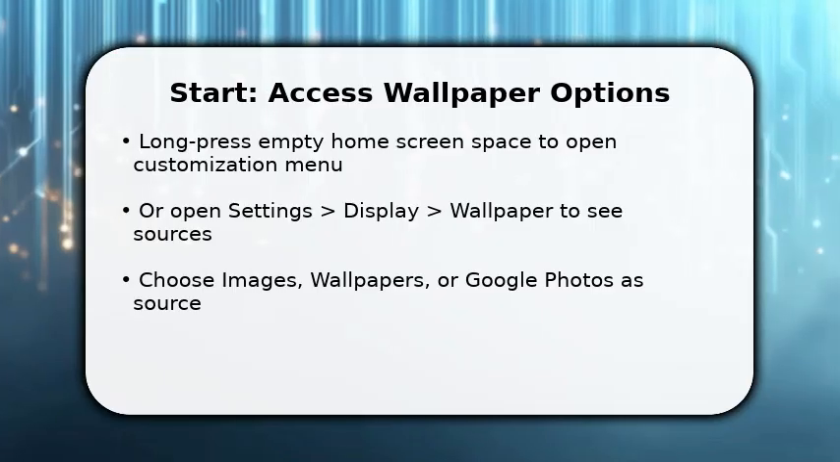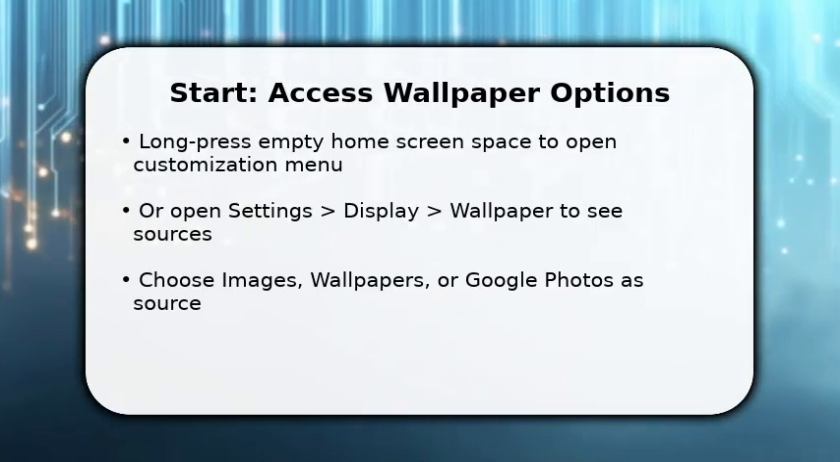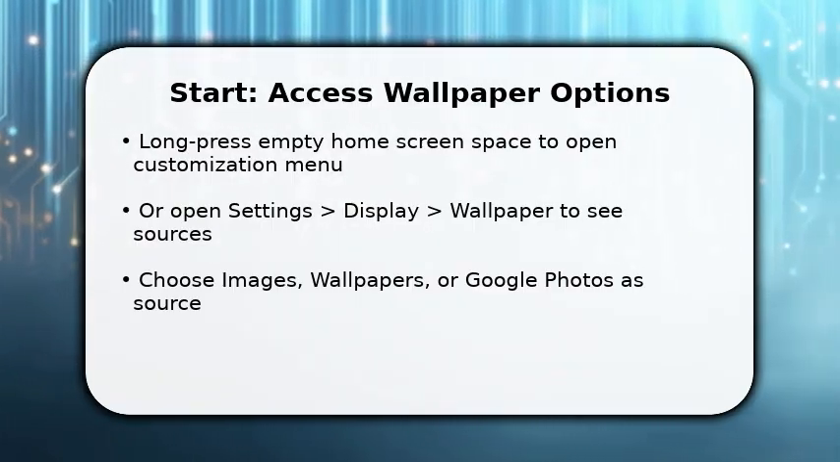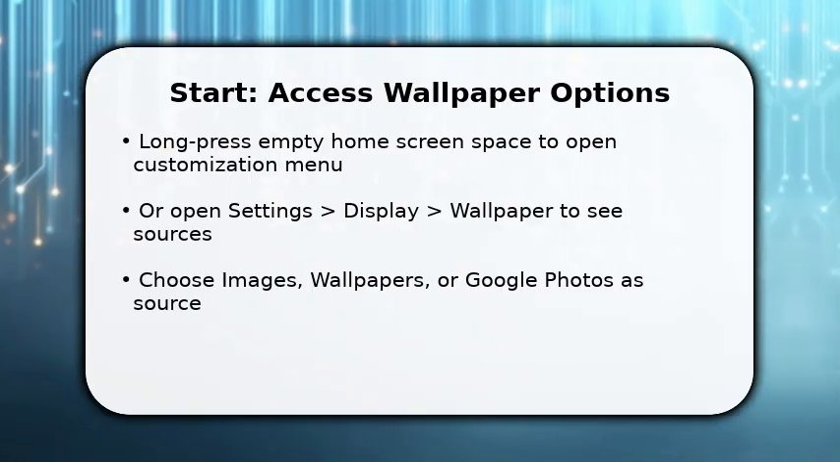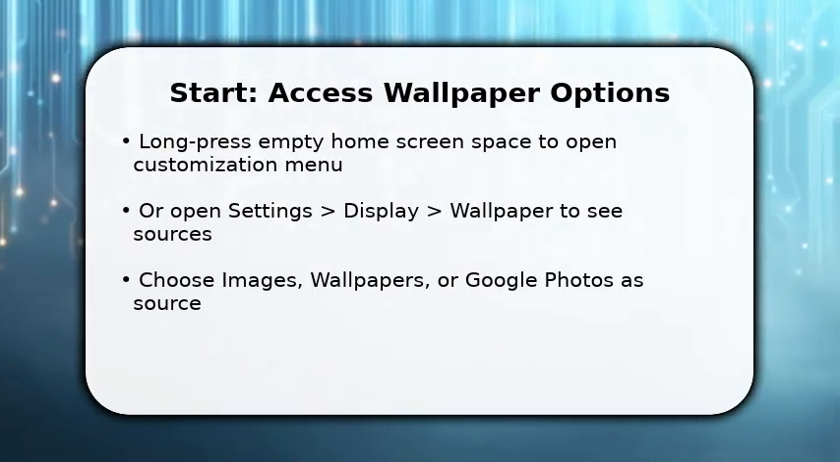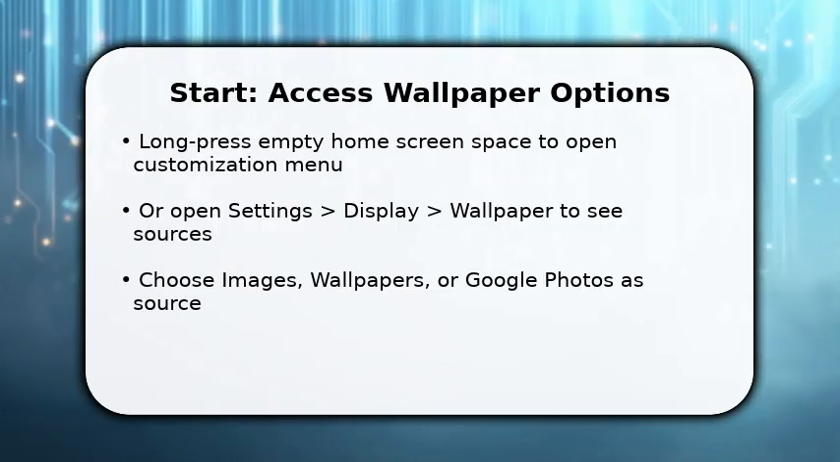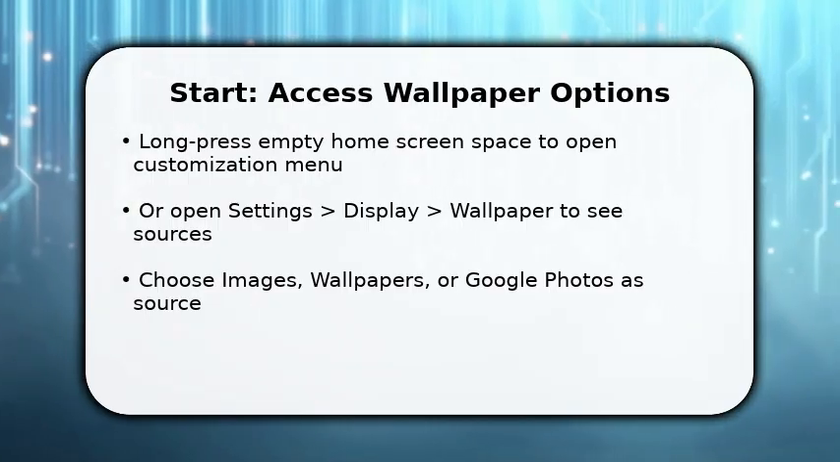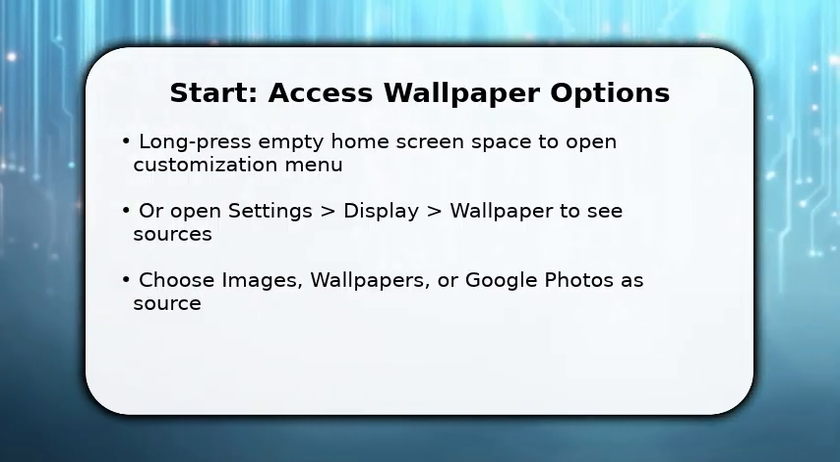Enjoy the video. You start by opening the Wallpaper chooser. Long press an empty area on the home screen and tap Wallpaper, or go to Settings, Display Wallpaper. Once in the picker, select your source: built-in wallpapers, a downloaded image, or Google Photos. Make sure the image you want is already saved on the device if choosing a photo.